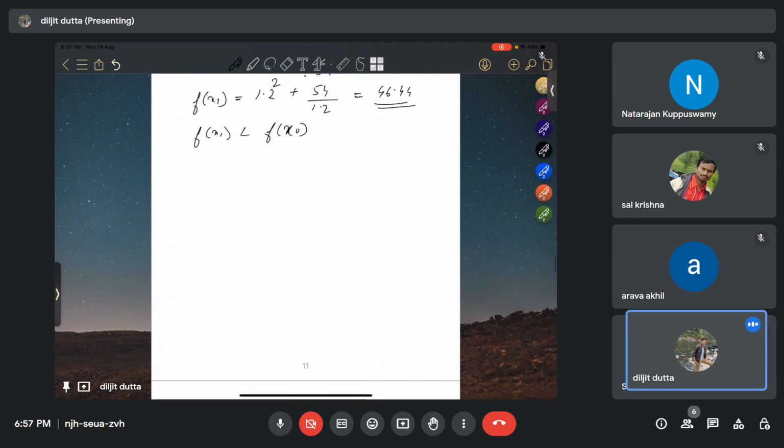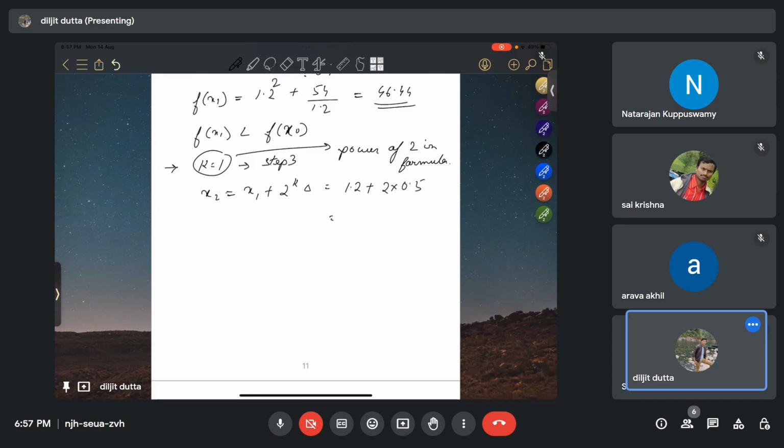So now what we do, we set k equal to 1 and we proceed to step 3, that is we will get x2 equal to x1 plus 2 to the power k into delta, which is equal to x1, which is 1.2, plus 2 into 0.5. 2 into 0.5 is 1, so it will be 2.2.